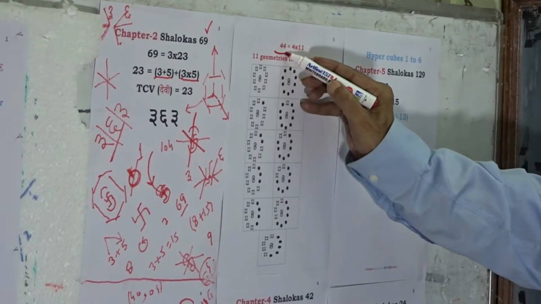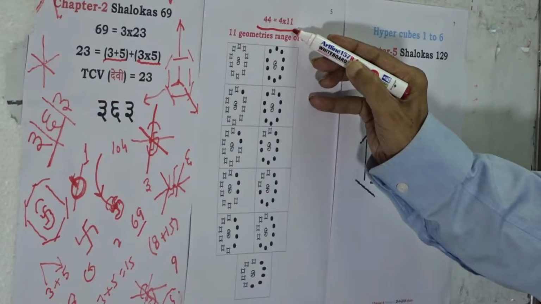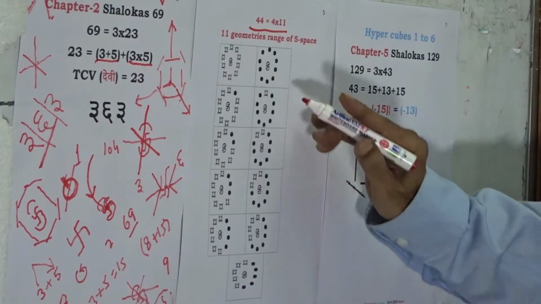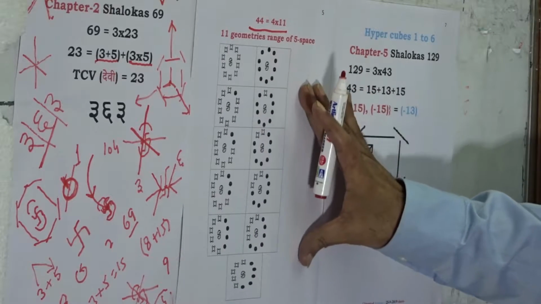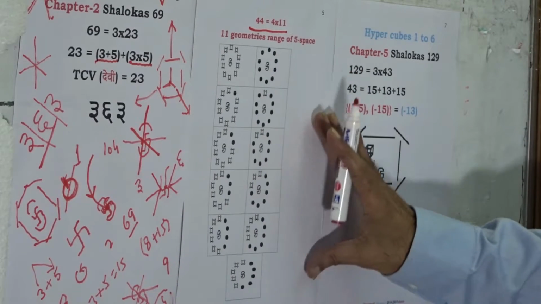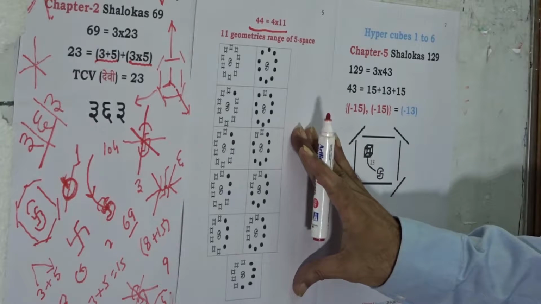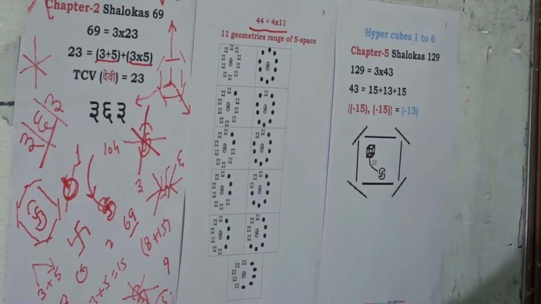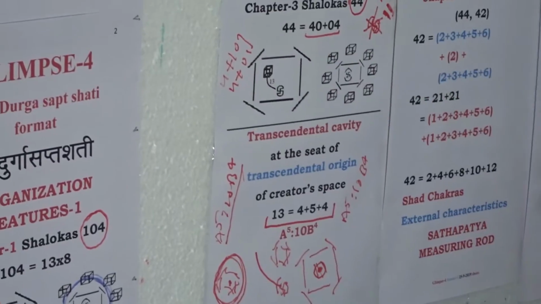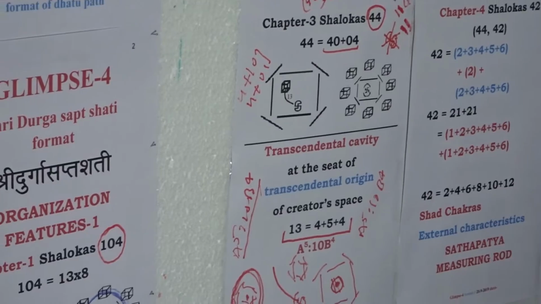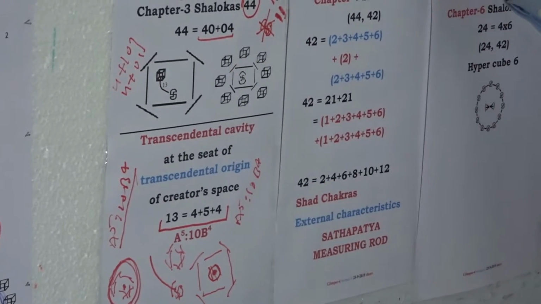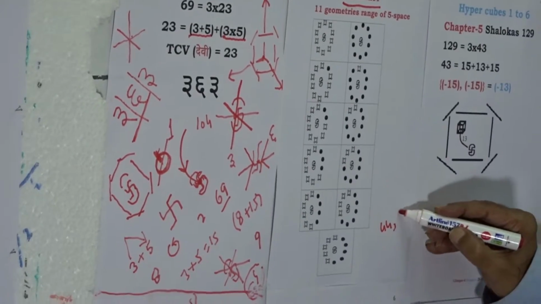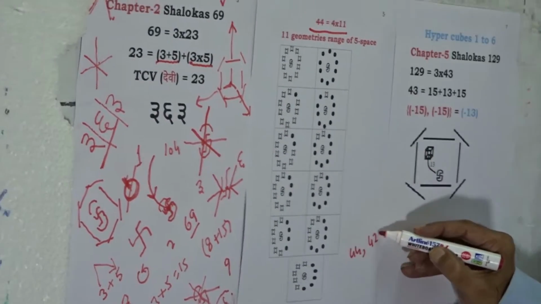It is this split which deserves to be appreciated, and for its appreciation let us again focus upon value 44 is equal to 4 into 11, and it leads us to the 11 geometries range of a 5 space, and here are the 11 versions of hypercube 5. These 11 versions of hypercube 5 as such are responsible for the reach at the value 44. So this transition takes us to value 44, and we know 44 as a domain will take us to 42 as a dimension.